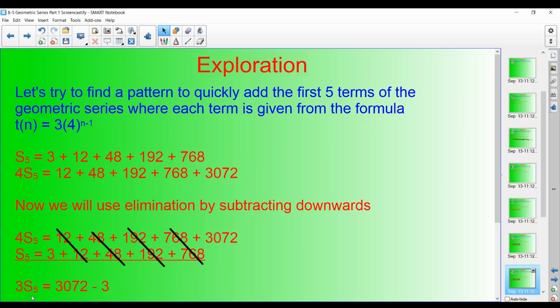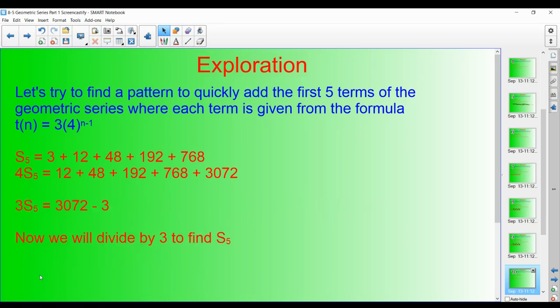Now our goal is to get the sum of 5, to get this by itself. So what we can do is just divide by 3. So we have this 3072 minus 3 divided by this 3 in front. And you get your sum is 1023.